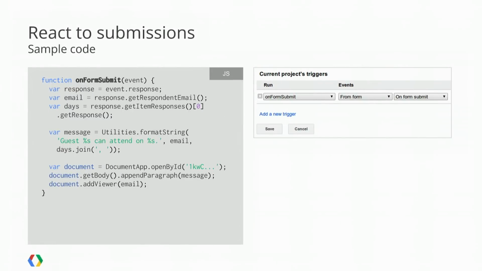So back to dinner. You can see here a trigger. And if you're not familiar with them, triggers are Apps Script's way of hooking up one of your custom functions to an event. So for every response that's submitted, this onFormSubmit function will be called.